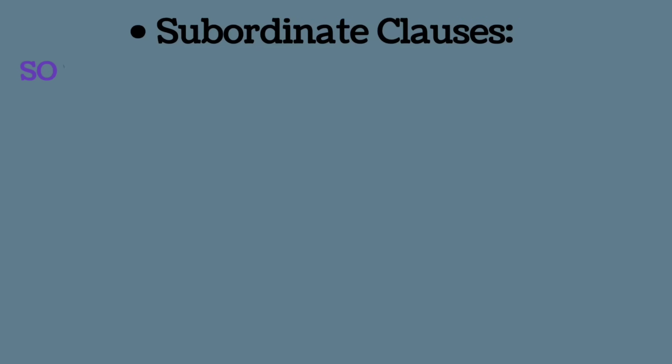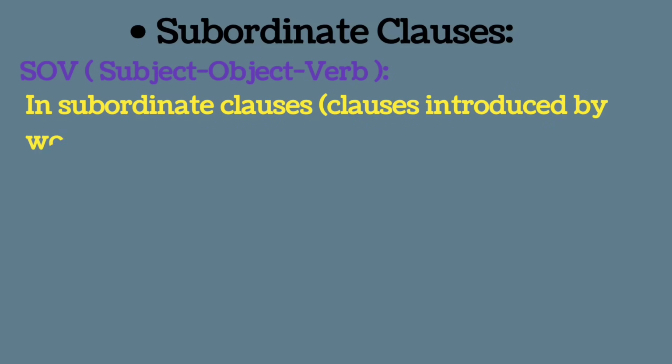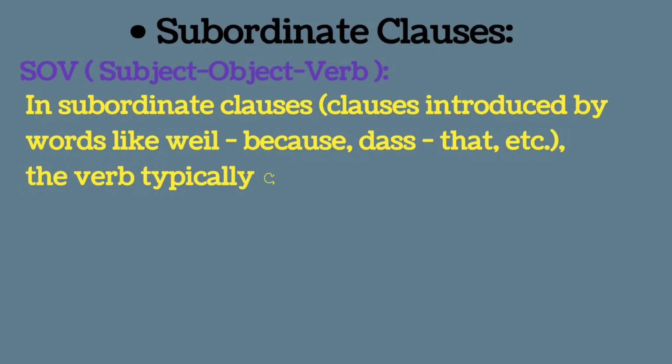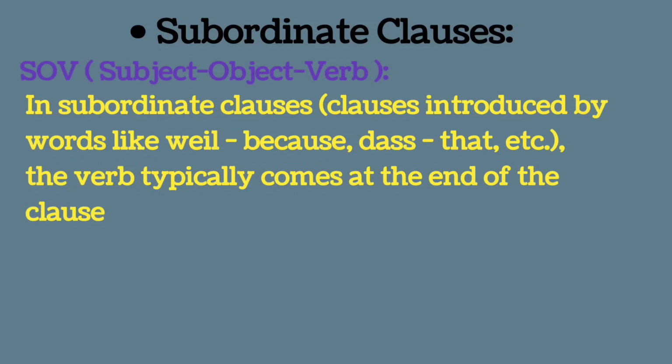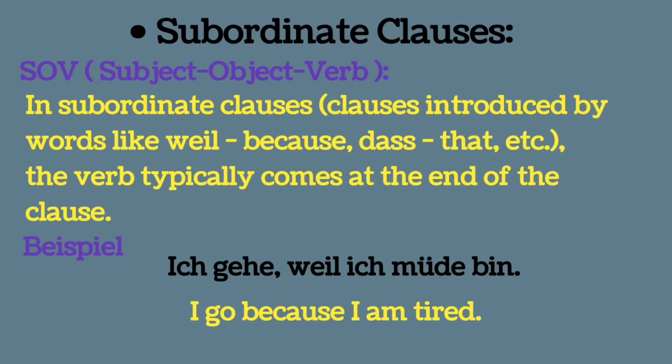Sentence structure in subordinate clauses. In subordinate clauses, the verb typically comes at the end of the clause. Beispiel: Ich gehe, weil ich müde bin.